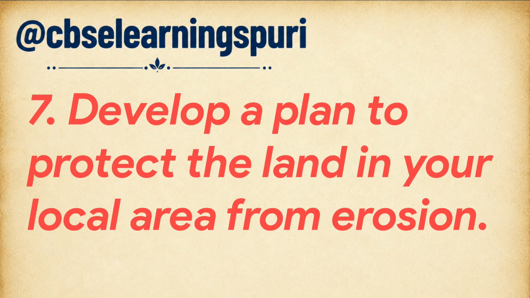Develop a plan to protect the land in your local area from erosion. To protect the land in your local area from erosion, you can follow this simple plan. Plant more trees. How it works? The most important step is to grow more trees because their roots hold the soil together. Why? When trees are removed, that is, when deforestation is done, the soil becomes loose and is easily washed away by rain or blown away by wind.